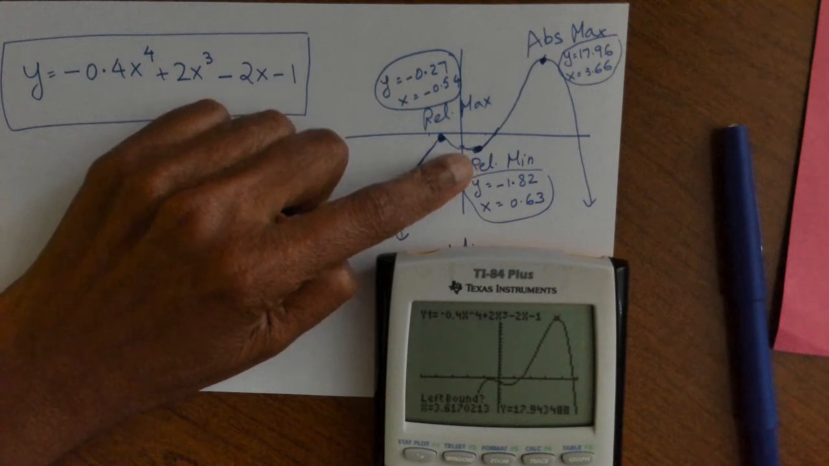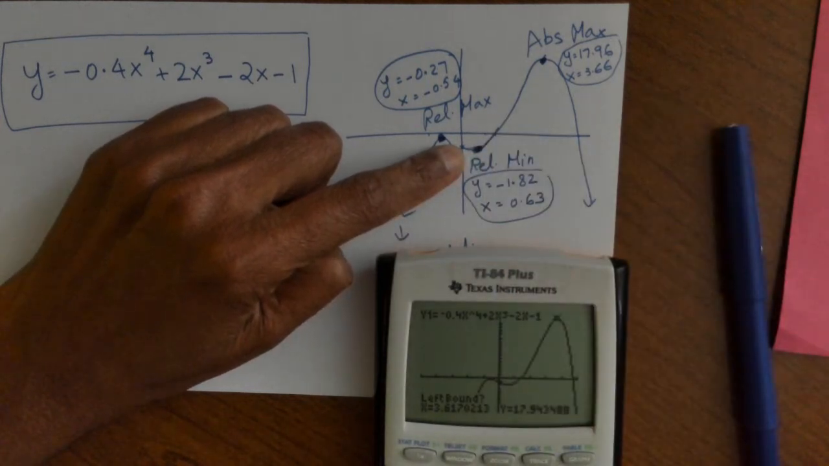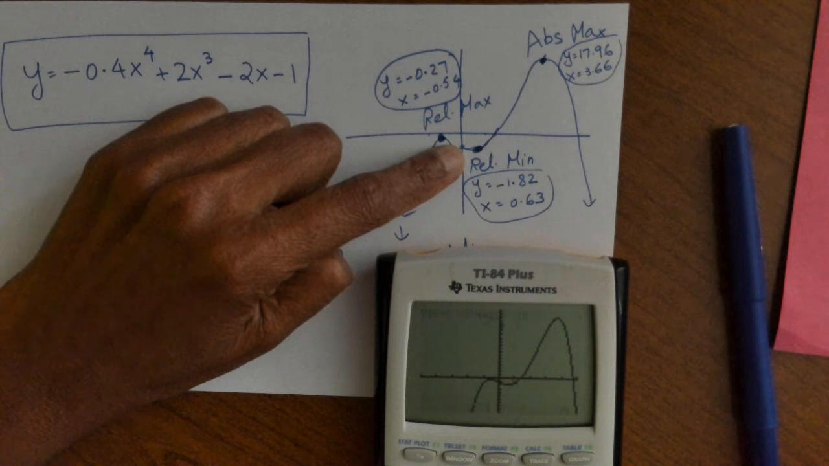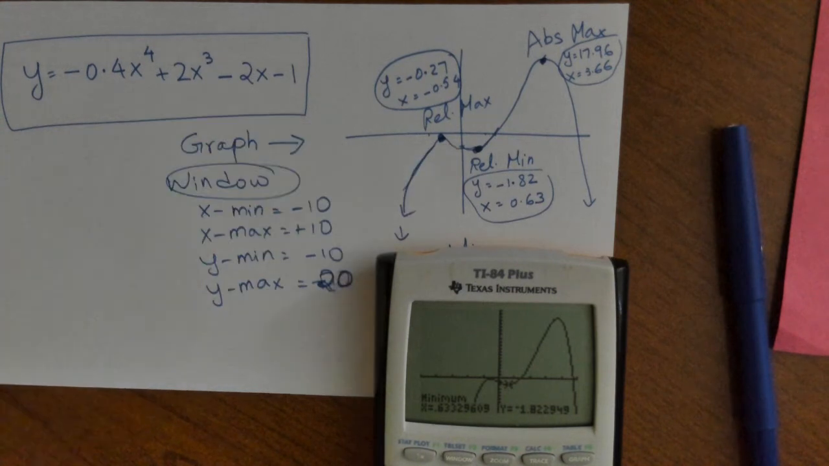Please go to the left of this point and right of this point and then give me the y value. So I'm going to go ahead and do this. I'm going to go to the left of the minimum point. Press enter, go to the right of the minimum point, press enter, and I get negative 1.82. Yes? x is 0.63. What are you getting? I got 0.63 for x and then negative 1.82.